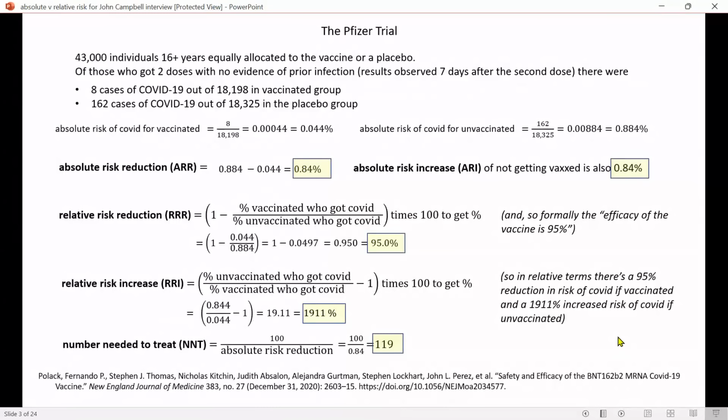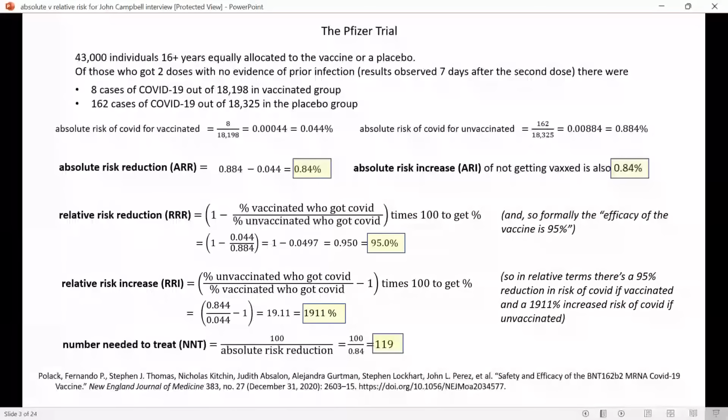So all of the emergency use authorization was granted on the basis of just 170 cases. That's something to consider for a start. But where do the numbers come from? Well, the absolute risk of COVID in the vaccinated is 8 over that 18,000 odd, which is 0.044%. And the absolute risk of COVID in the unvaccinated is 162 divided by that 18,000 or so, which gives you the 0.884%. The absolute risk reduction is simply the difference between those, which is where you get that 0.84% figure.